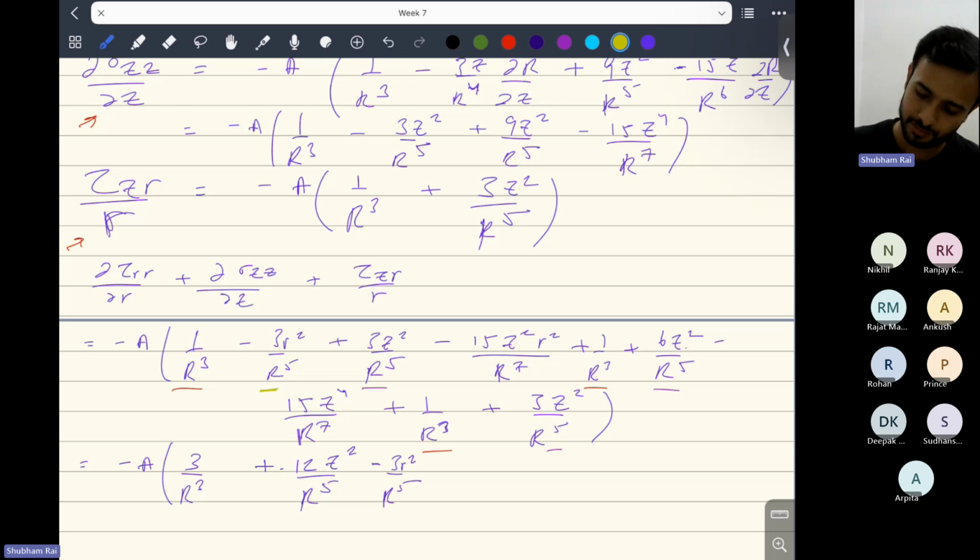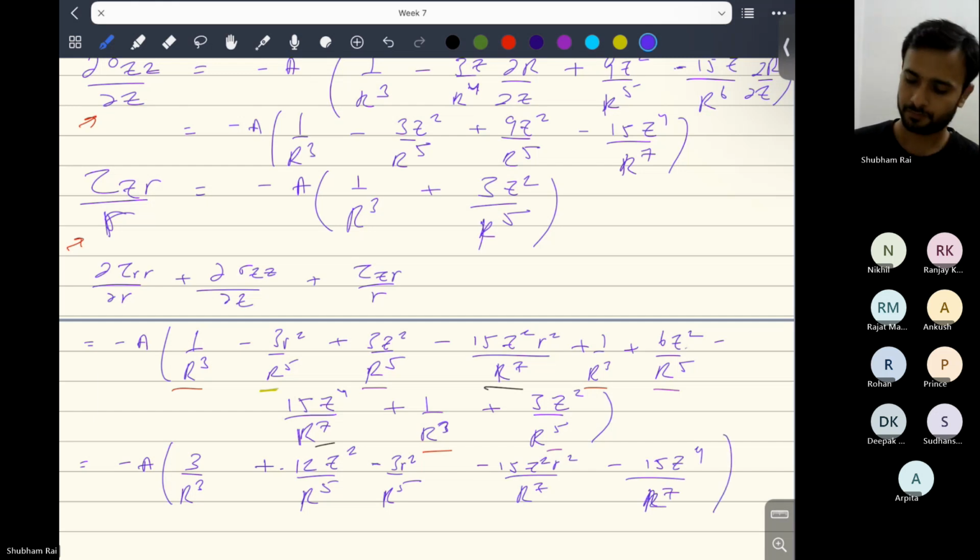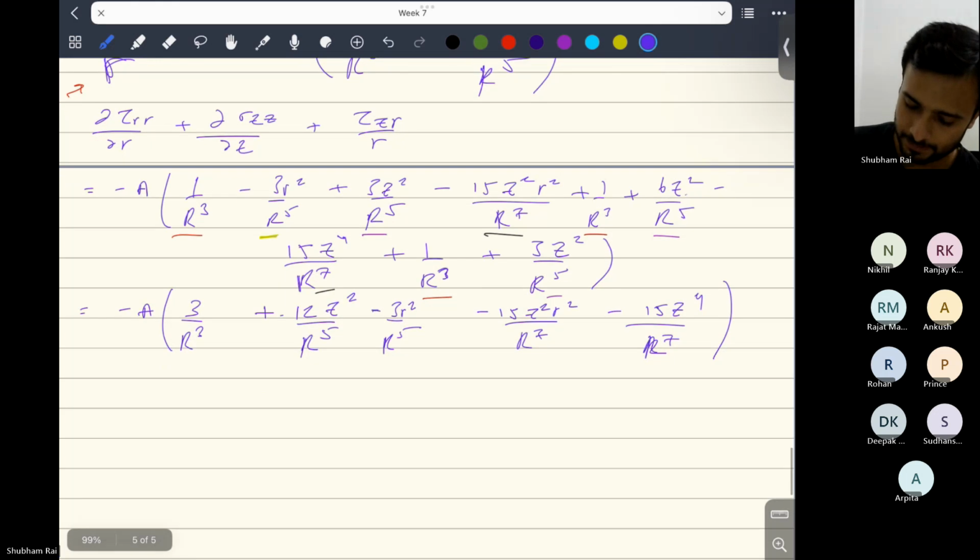Then you're left with these two terms. You can just combine this also, just writing them at the last. So here you have minus 15 z square r square over R⁷. Then minus 15 z⁴ over R⁷. So this is what you have.